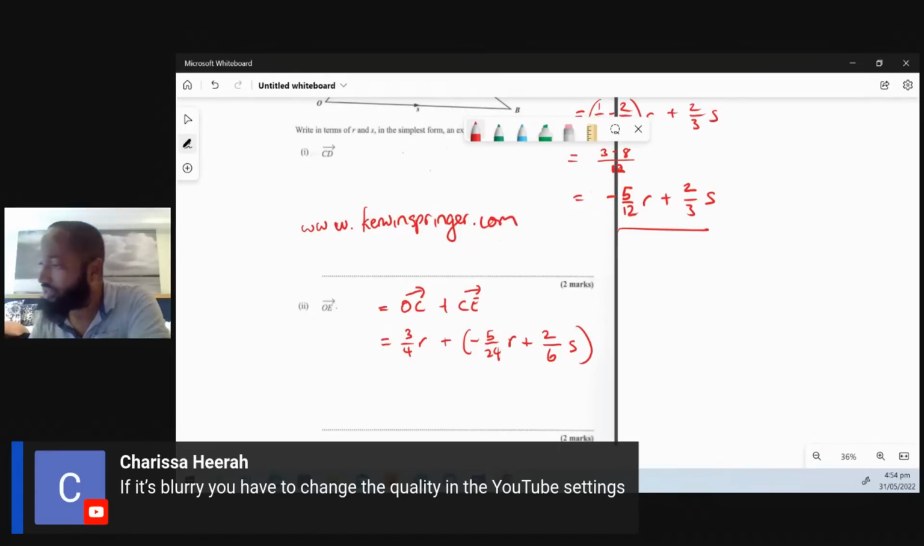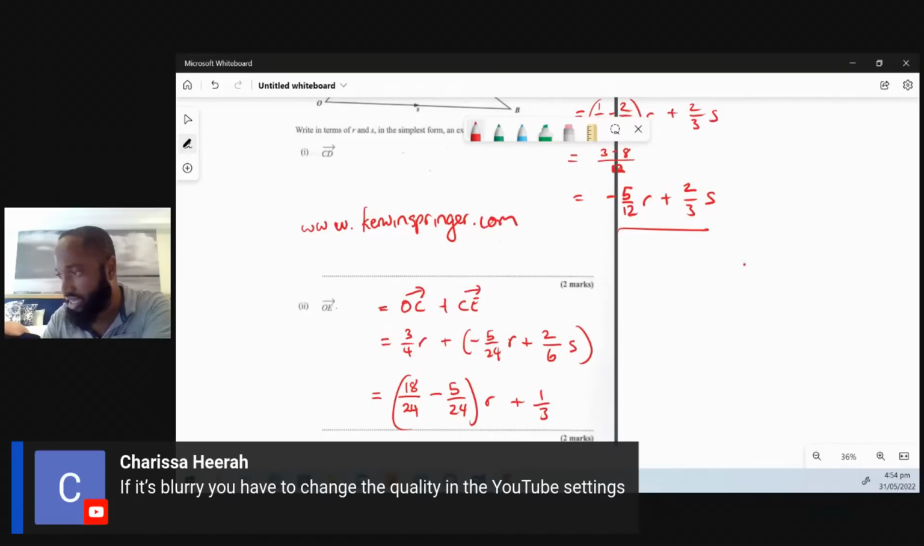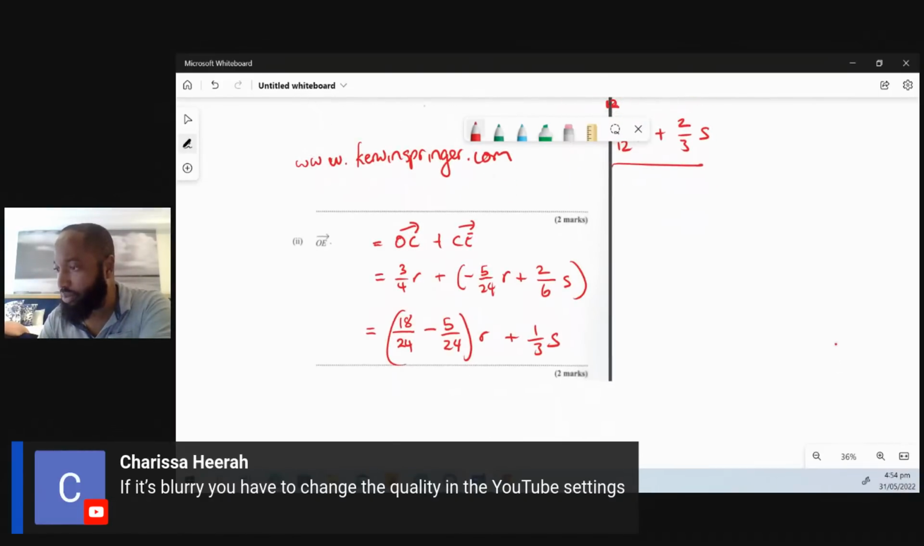2/3, so that's 1/3. Okay, so this 3/4 R is the same as if I put it over 24. 4 goes into 24 six times, so 6 threes are 18. So 18/24 R minus 5/24 R, that's just the fractions working out here, plus a third S. You can look up the website for the proper solutions in case I made any error here. So this is looking like 13/24 R plus 1/3 S.